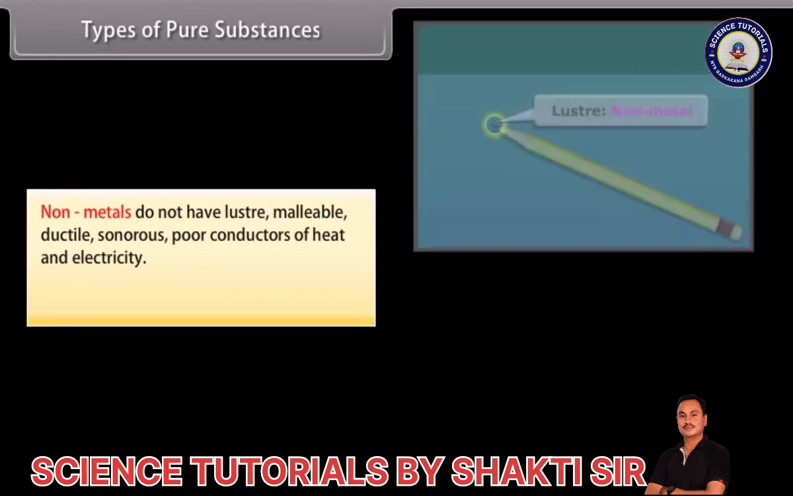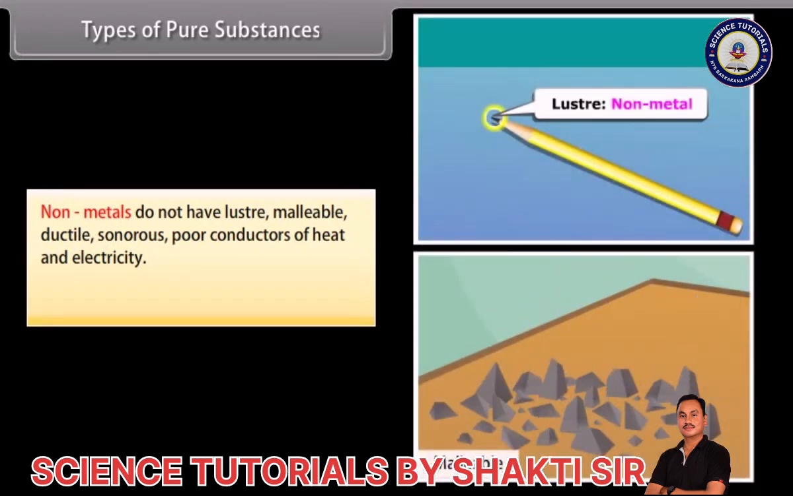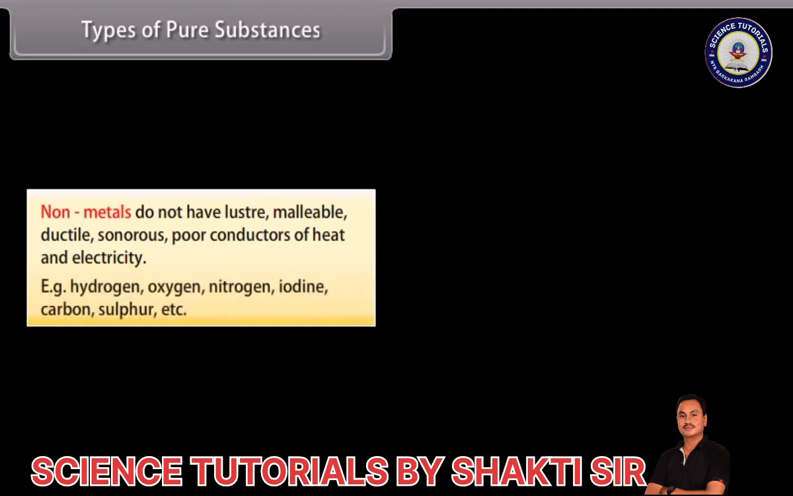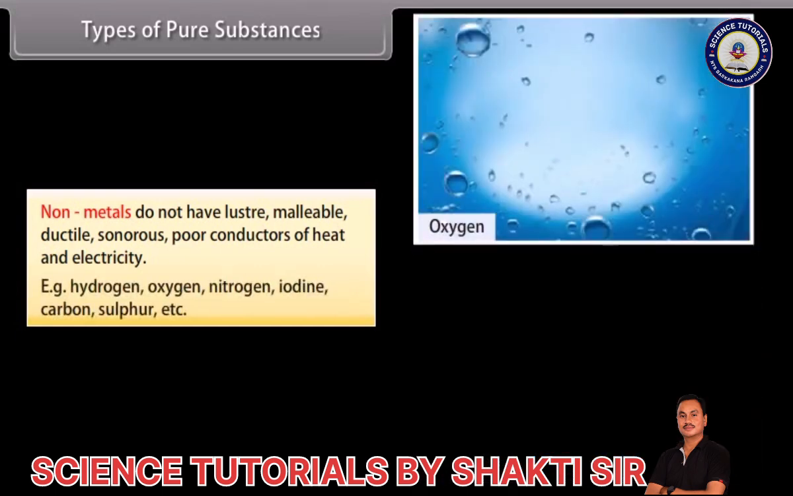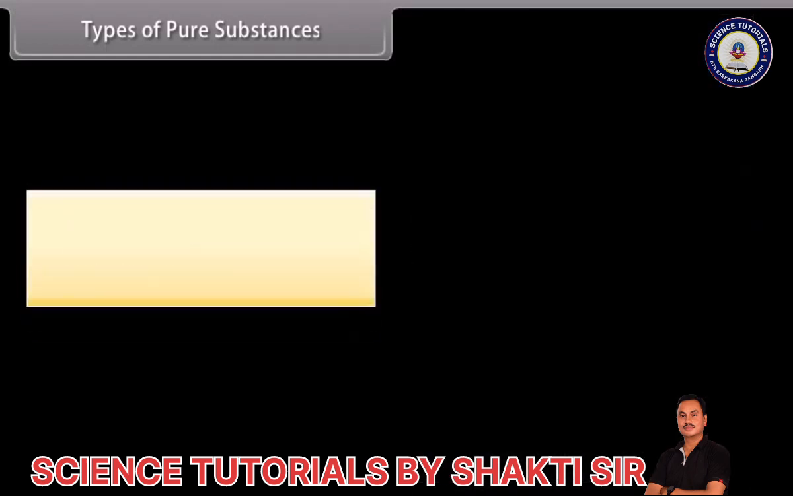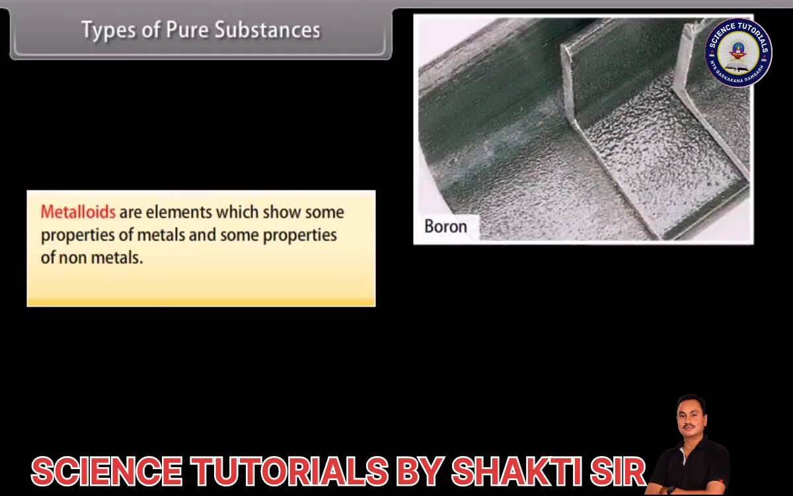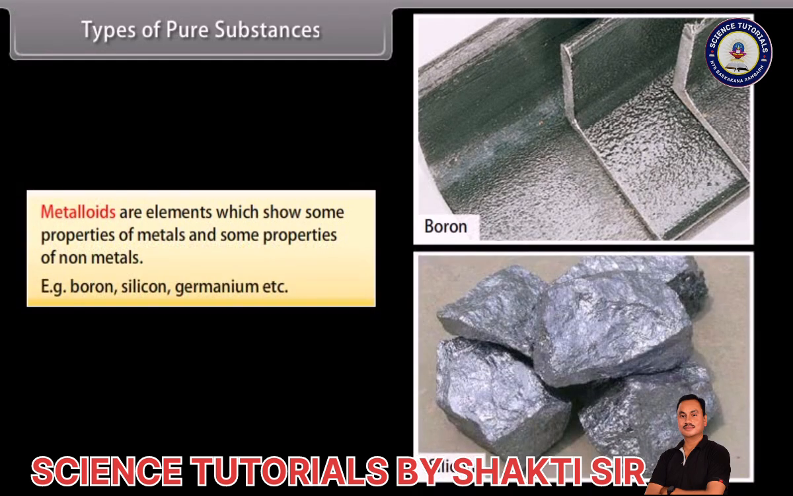Non-metals do not have luster, malleability, ductility, or sonority, and are poor conductors of heat and electricity. For example, hydrogen, oxygen, nitrogen, iodine, carbon, sulfur, etc. Metalloids. Metalloids are elements which show some properties of metals and some properties of non-metals, like boron, silicon, germanium, etc.